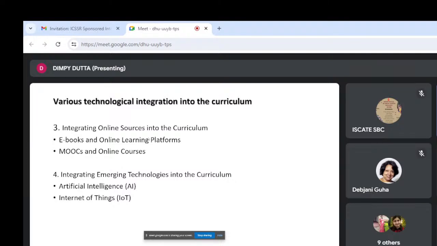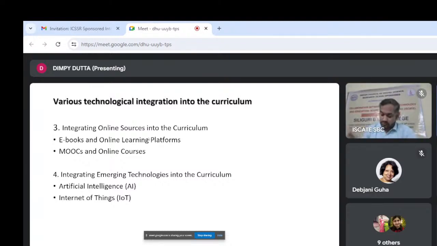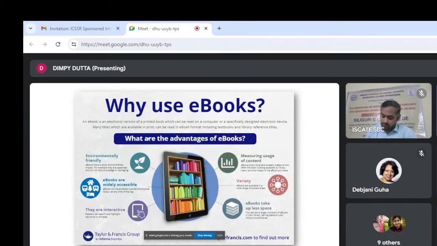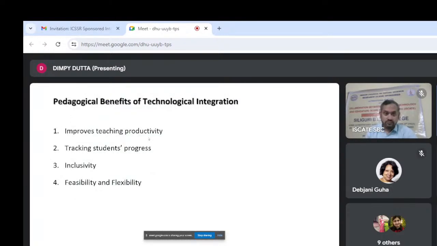So IoT in the curriculum can enhance the connectivity and communication process between the students as well as the educators. Now let's look at some of the pedagogical benefits of technological integration. The first is that it improves teaching productivity. Utilizing technological tools such as interactive whiteboards, projectors, AR and VR, etc., can be beneficial in providing flexibility, or we can say a personalized learning experience, as I have already mentioned.